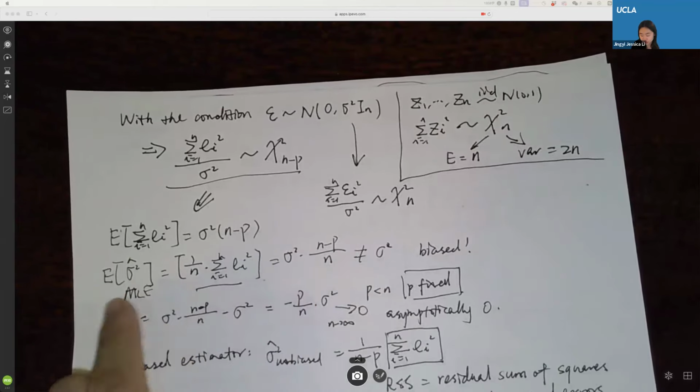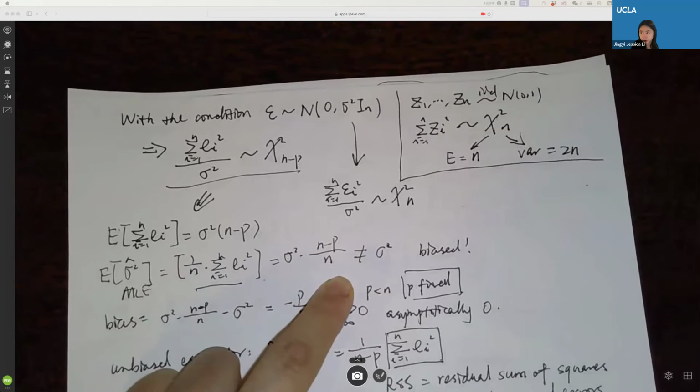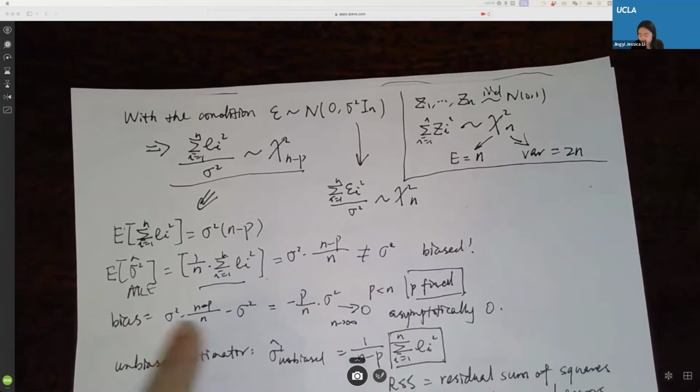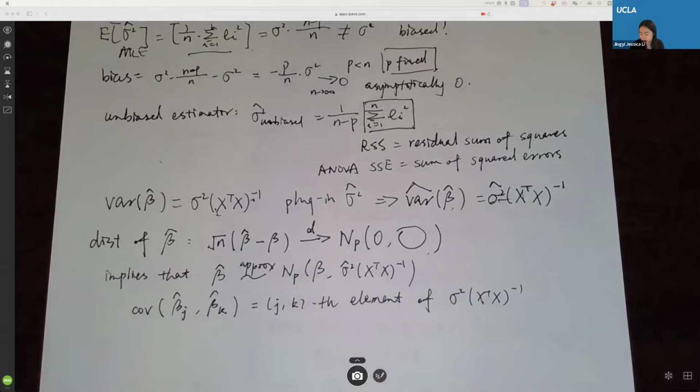So you don't get expectation equal to sigma square. It differs by a factor. So therefore, to get an unbiased estimate of sigma square, we should divide the sum of residual square by n minus p instead of n. And so basically here, we could plug in this unbiased estimate to represent the unknown true value. And similarly, we will use that here.